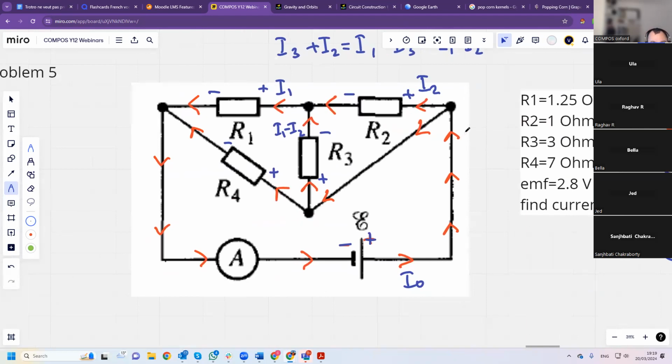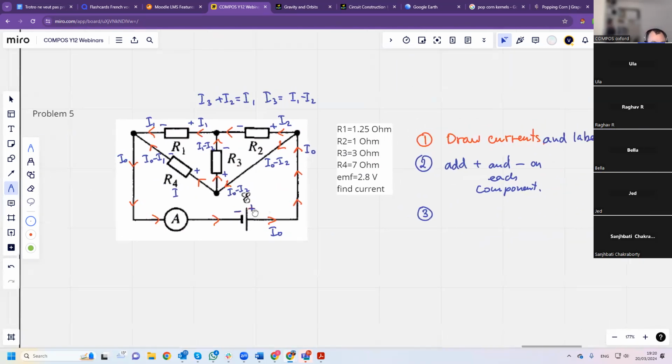Well, if this is I0, and this is I2, I can call this I0 minus I2, right? Because if I take away I2 from I0, this is I0 minus I2 still. Oh, okay. Actually, you know what? This is I0 and this is I1. So this is I0 minus I1. Lovely. So I've labeled the currents.